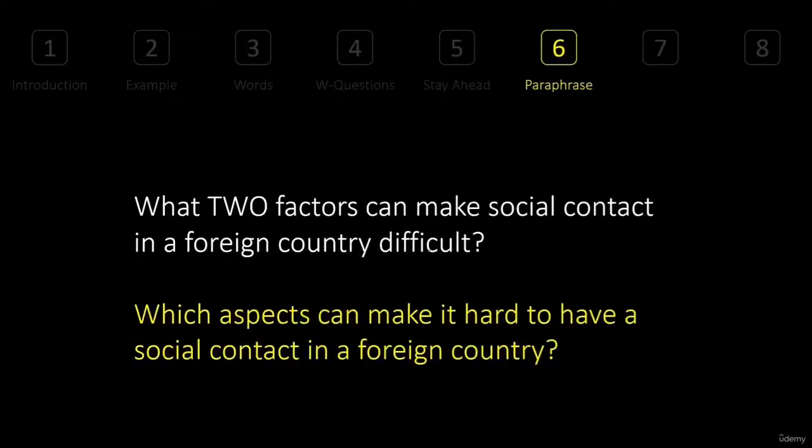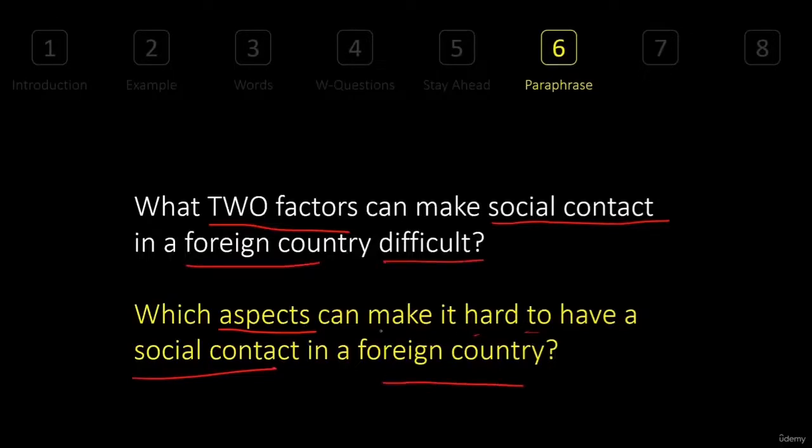They might say something like this: which aspects can make it hard to have social contact in a foreign country? Now see, we changed 2 factors to social aspects. Social contact, that is fine. They might keep it the same. Foreign country, similar, but make it difficult, make it hard.